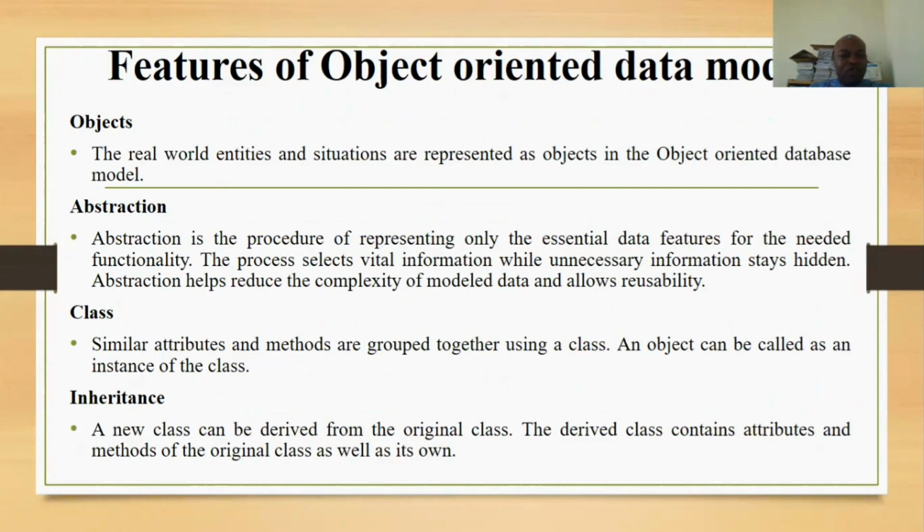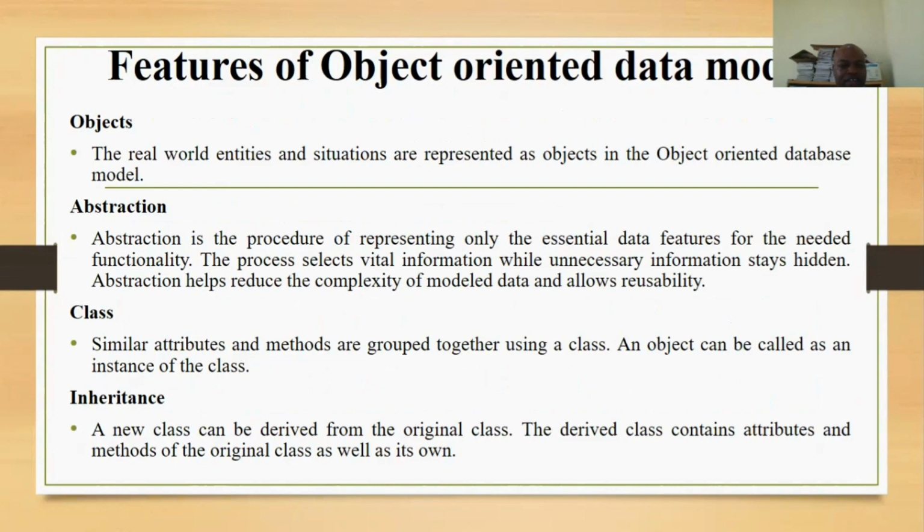Apart from objects, we also have abstraction. What is abstraction? Abstraction is the procedure of representing only the essential data features for the needed functionality. The process selects vital information while unnecessary information stays hidden. So abstraction helps to reduce the complexity of the modeled data and allows reusability. It is just a way of hiding non-essential information and selecting the vital information. The purpose of abstraction is to help reduce the complexity of the modeled data, and also to allow reusability of the information.